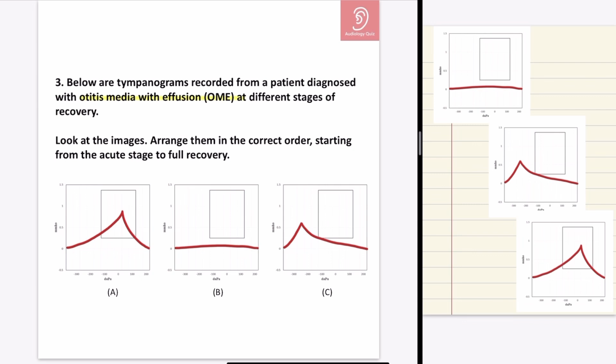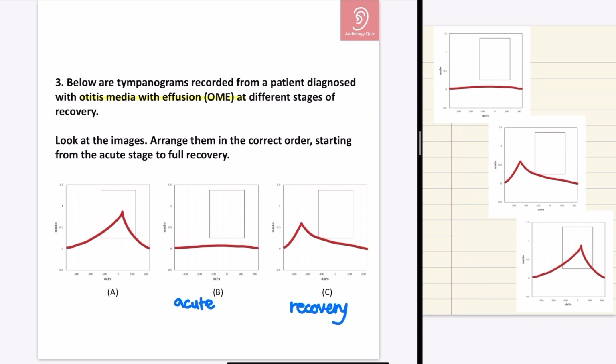Type B, acute stage. A flat tympanogram indicates that the tympanic membrane is not moving properly. This is characteristic of middle ear effusion, where fluid fills the middle ear space, preventing normal movement. This stage represents acute otitis media with effusion.